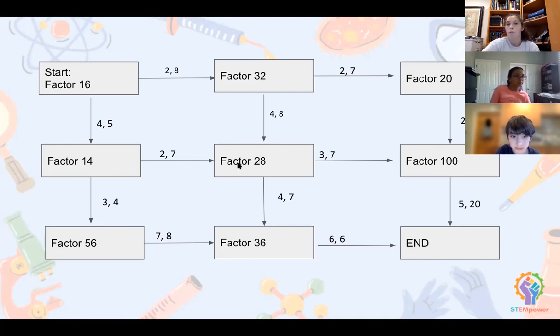Okay, so where do you go from 28? I go to 4 times 7 because 4 times 7 is 28. And then the factor is 36. Then 36. And 6 times 6 equals 36, and then I go back to the end. Exactly. Yeah, so it goes from 16 to 32, down to 28, down to 36, and to the end. Exactly. Good job, guys.